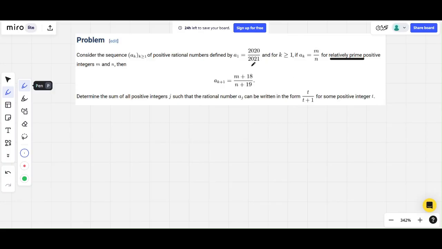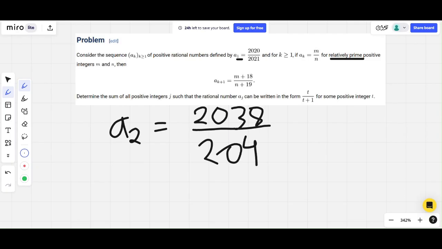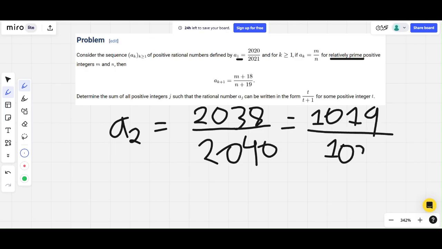Okay, so let's start off with some values that we do know for j. We know that j equals 1 works because it's given in the problem: a_1 equals 2020/2021. And we also know that a_2 works because if we just do the calculation, we get 2038/2040, and that simplifies to 1019/1020. These two have a difference of 1, for t equals 1019. And so a_2 is a valid case, right?